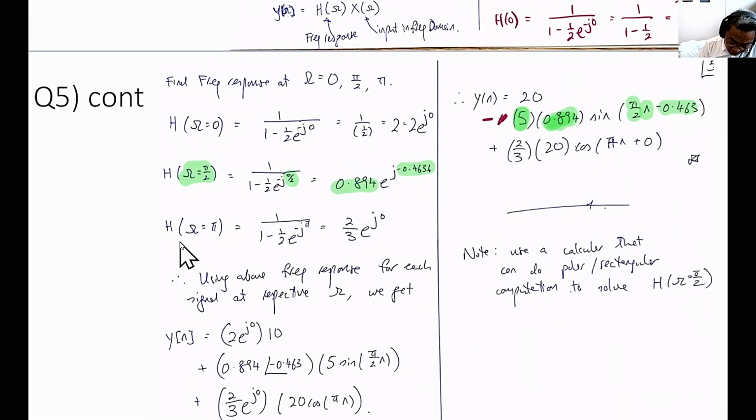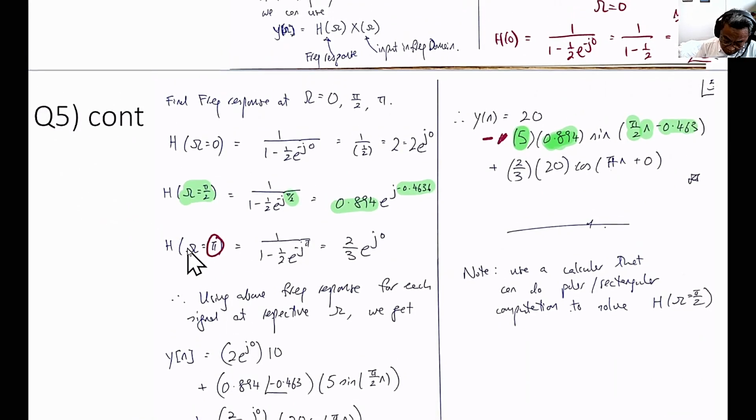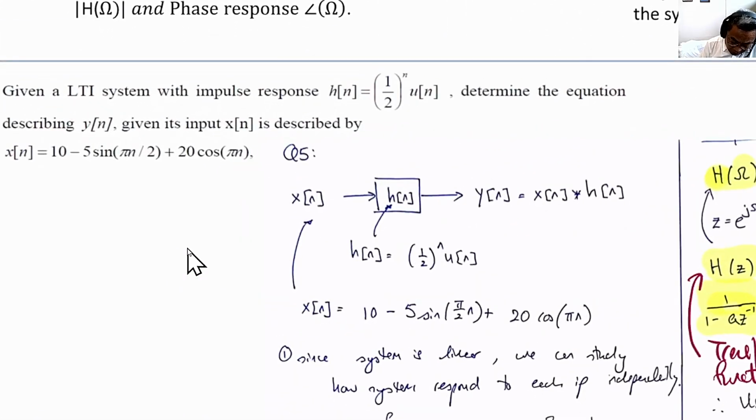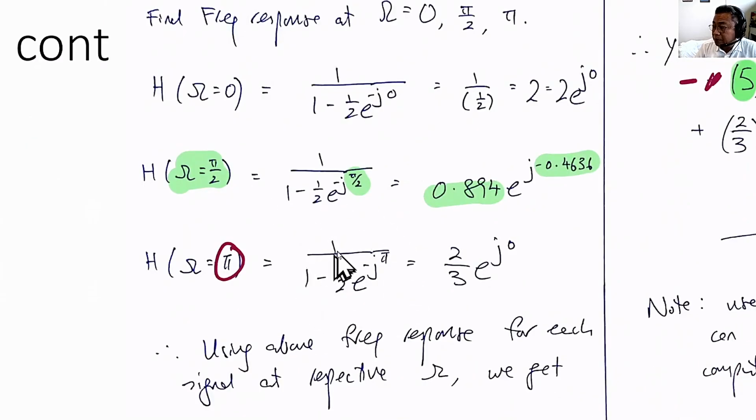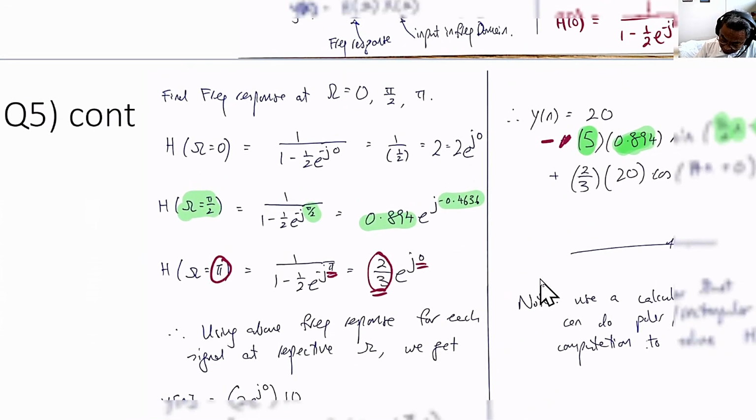Now you can do the last one by yourself. All you need to do is this: the last signal is 20 cosine pi n. So the amplitude of this cosine is 20 and the omega is pi, so we substitute omega equals pi into the frequency response. It's 1 over 1 minus half e to the minus j pi, so the frequency is pi. We then work out the magnitude and the phase, and we substitute this magnitude gain here.